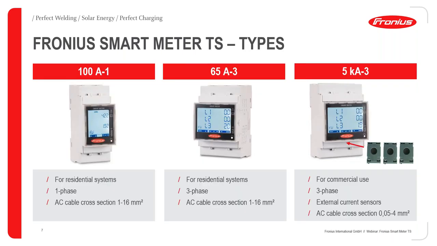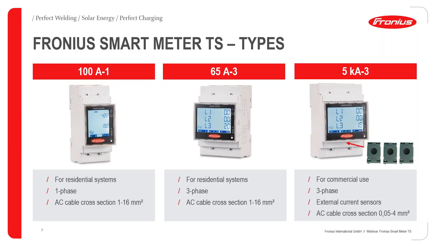Yeah, and we have, of course, different types of smart meters. For different systems, there are different types. We start with the left one. It's the 100 amp single phase smart meter TS. For residential systems, of course, we can see here the possible AC cable cross section connectable is from 1 to 16 square millimeters, and the three phase smart meter type for that is then the middle one, 65 amp smart meter. Also for residential systems, three phase with the same AC cable cross section actually.